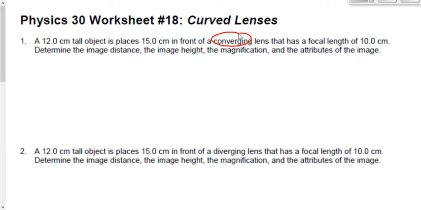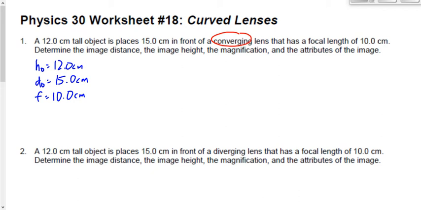We want to find the image distance, the image height, the magnification, and then the characteristics of the image. A 12 centimeter tall object, that would be HO. It's placed 15 centimeters in front of the lens, that would be DO. Both of these are positive. We have to assume that the object is upright. It doesn't say so, but we will assume that. The object distance is always positive for us because it's always a real object for us. The focal length is 10 centimeters. It is a converging lens, so we know that it is a positive focal length.